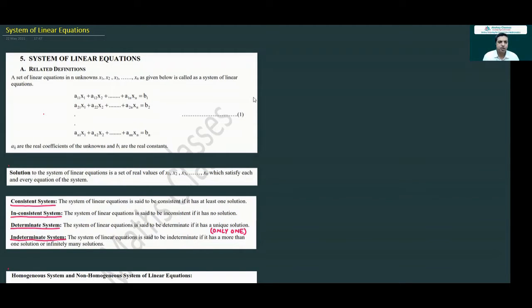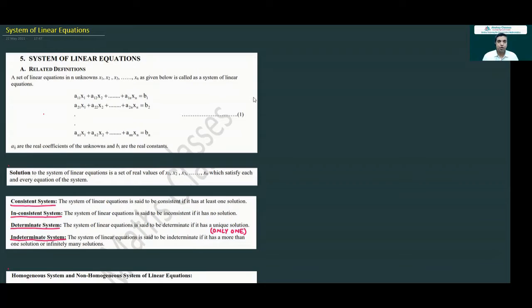The solution of the system of linear equations is the set of values of x1, x2, x3, and so on up to xn, which satisfies each and every equation of the system. Only then do we call it a solution. The set of values should satisfy every equation, otherwise we don't call it a solution. If the system of linear equations has a solution, then we say it is a consistent system. If it does not have a solution, we say it is an inconsistent system.